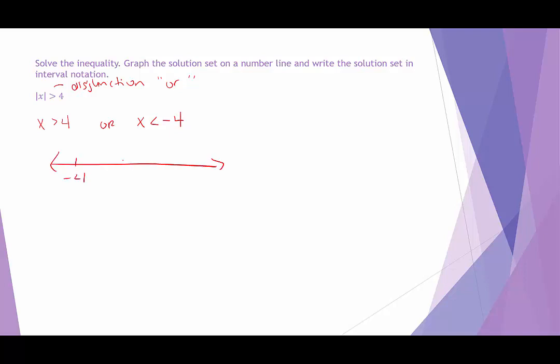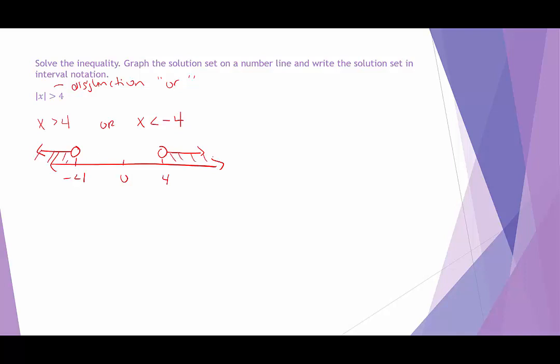We can say negative 4, 0, 4. Over negative 4, that would be an open circle with an arrow going to the left. Over 4, that would be an open circle with an arrow going to the right. So this is where all the solutions lie, here and here.